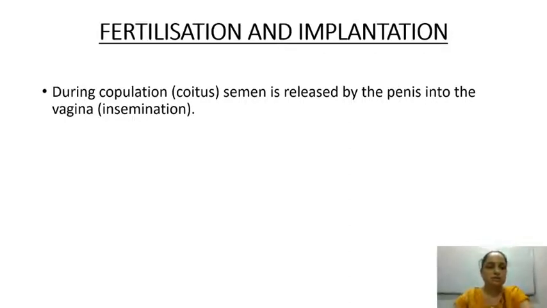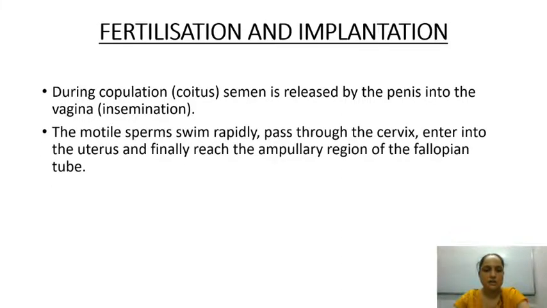So during copulation, coitus, semen is released by the penis into the vagina. That is known as insemination. When the penis is inserted inside the vagina, it releases a fluid-like substance known as semen, and the process of mating is known as coitus or copulation. The motile sperm swim rapidly, pass through the cervix, enter into the uterus, and finally reach the ampullary region of the fallopian tube.